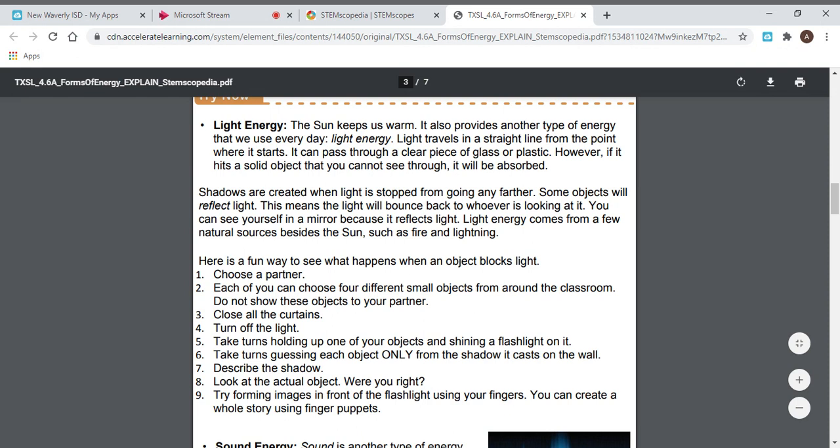Some objects will reflect light. This means the light will bounce back to whoever is looking at it. You can see yourself in a mirror because it reflects light. Light energy comes from a few natural sources besides the sun, such as fire and lightning.